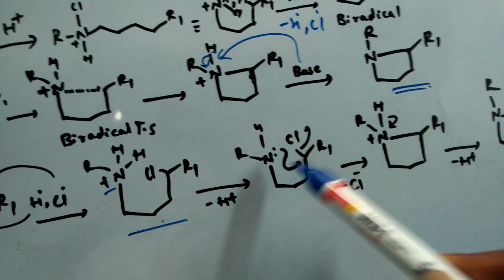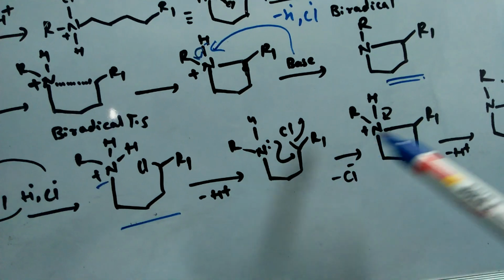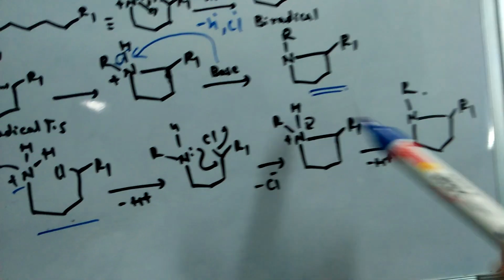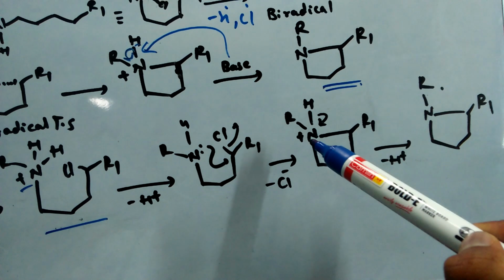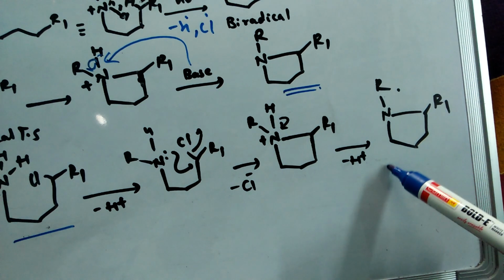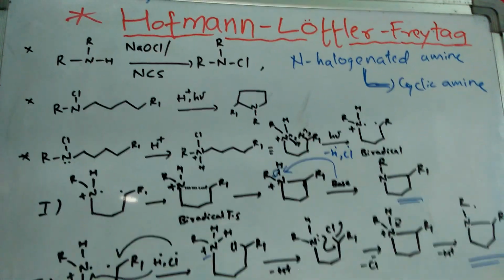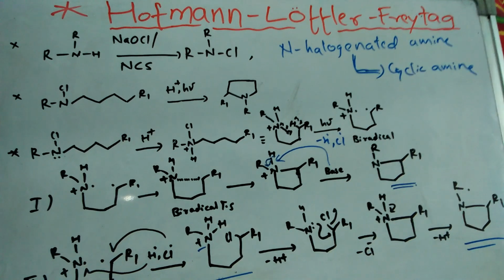Here you have a positive charge because nitrogen donated electrons to this, so that proton will be removed, making this positive species neutral, and we will get the cyclic amine. That is the reaction.